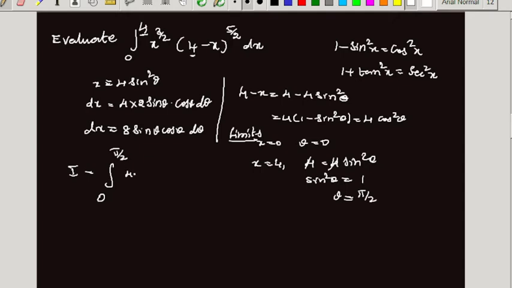x is 4 times sin square theta. We put the bracket and write it as power 3 by 2. 4 minus x, already written, is 4 times cos square theta to the power 5 by 2. Sorry, here dx. dx is 8 times sin theta into cos theta d theta.